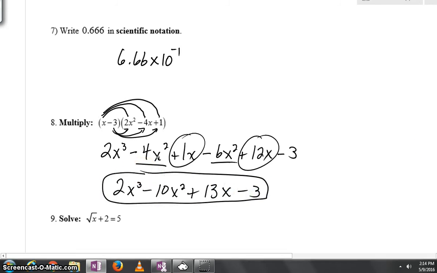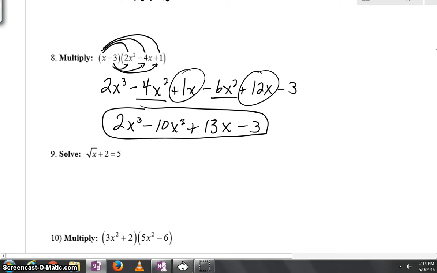Moving on to number 9. When you're solving, please isolate the variable. Isolate the radical as well. Subtract a 2. 5 minus 2 is a 3. And I'll have the square root of x. Square both sides. That's how you get rid of a square root. And 3 squared is 9.